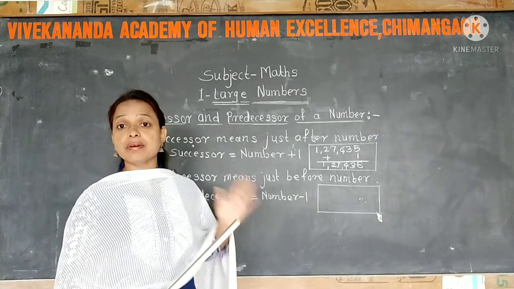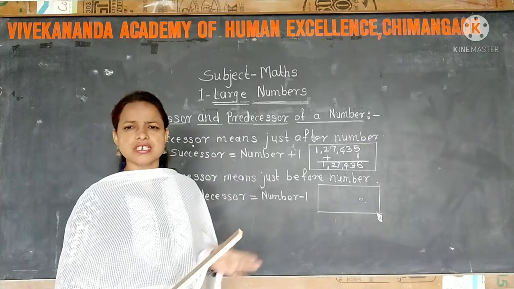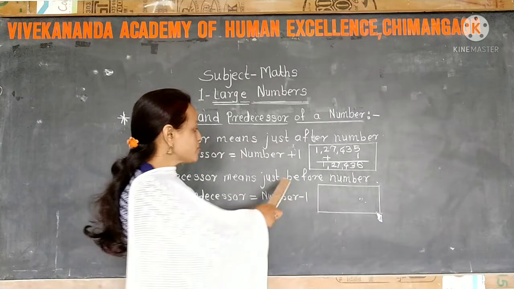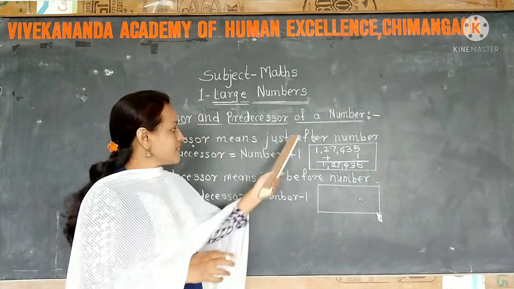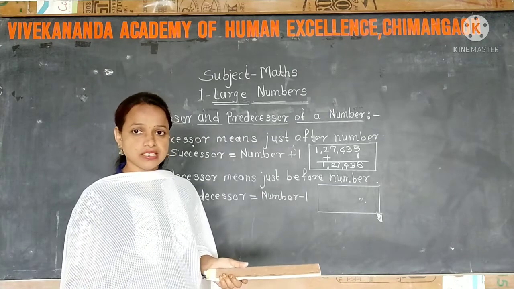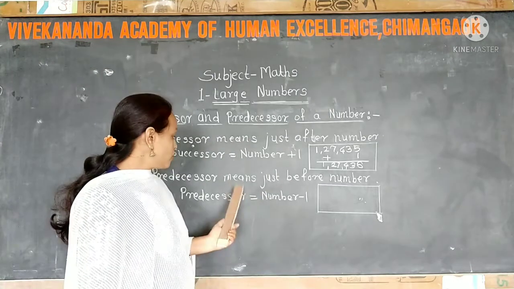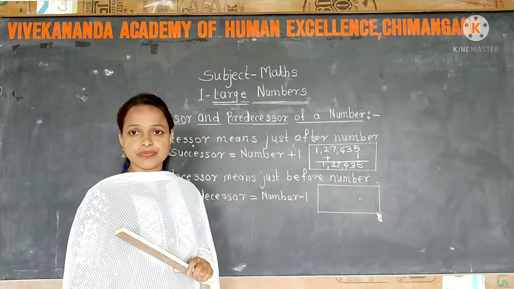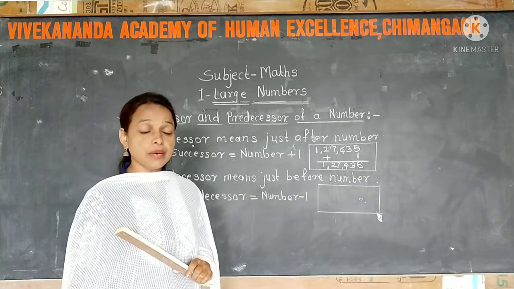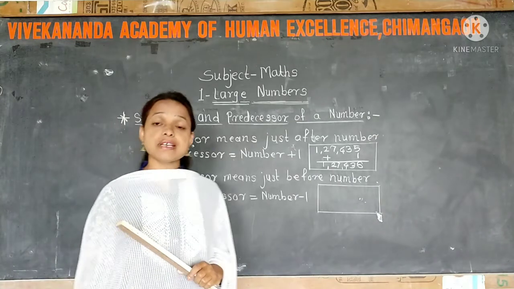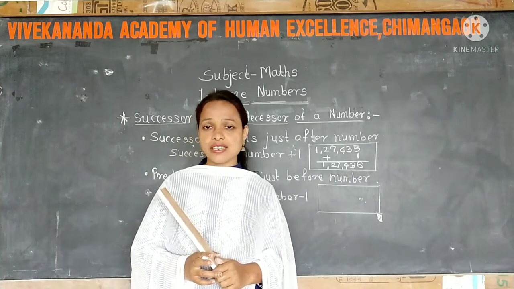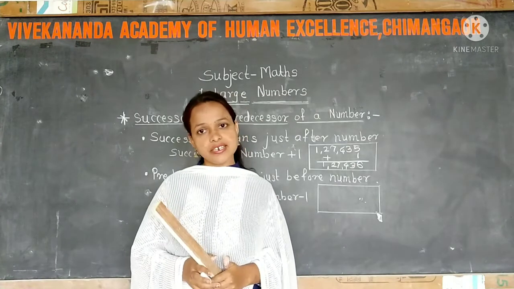I told you, students, you have learned before how to write a before number, after number and between number. So the same concept we have to follow. Only the similar word of just before is predecessor and just after is successor. For example, take 100, and we have to find the predecessor of 100. By subtracting 1 from 100, you will get 99. So 99 is the predecessor of 100.